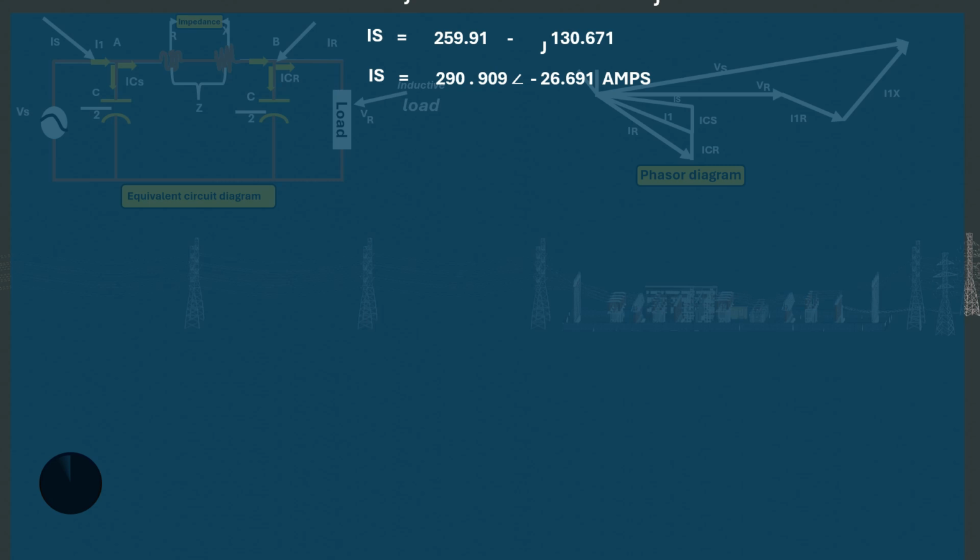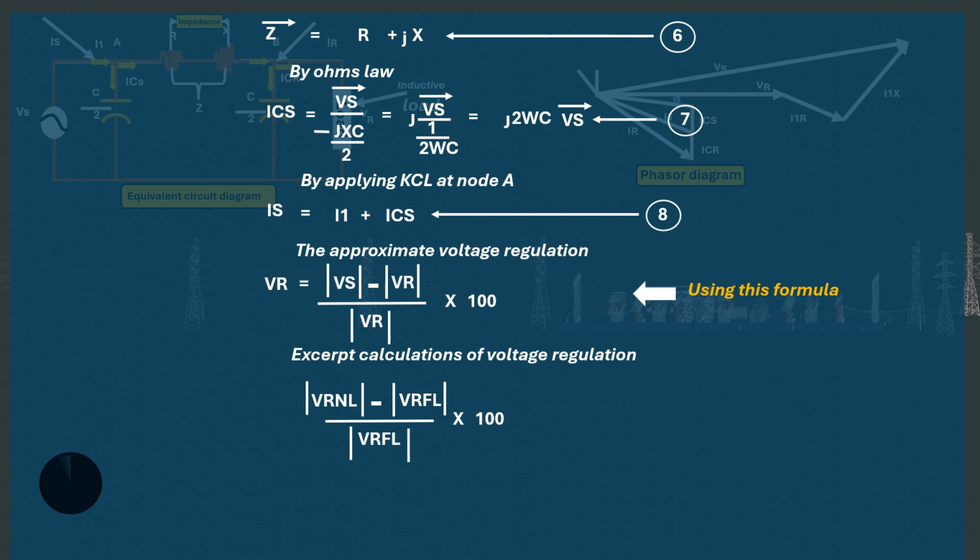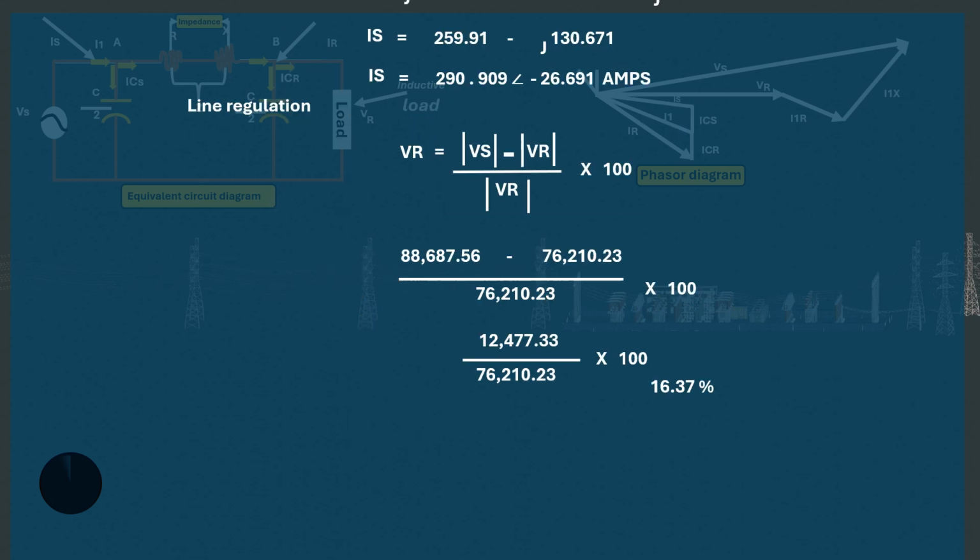The line regulation can be gotten too. It is the absolute of the sending end voltage Vs minus the absolute of the receiving end voltage VR, all over the absolute of the receiving end voltage VR, times 100. When further simplified, the result will be equal to 16.37%.